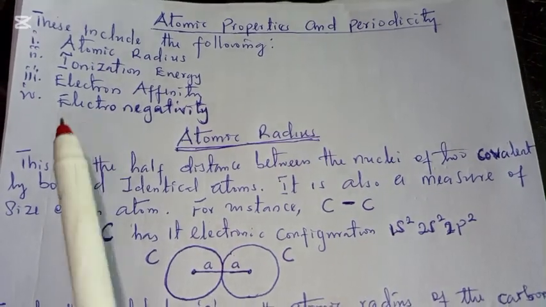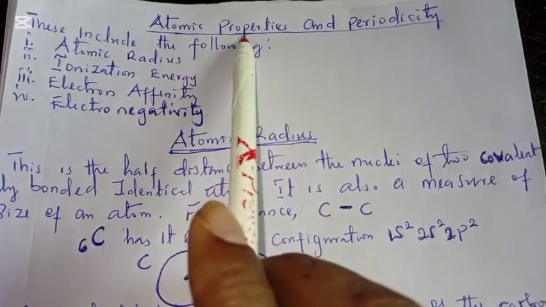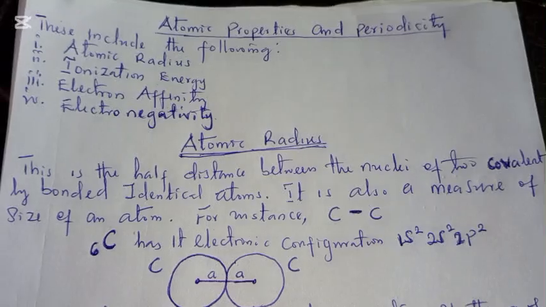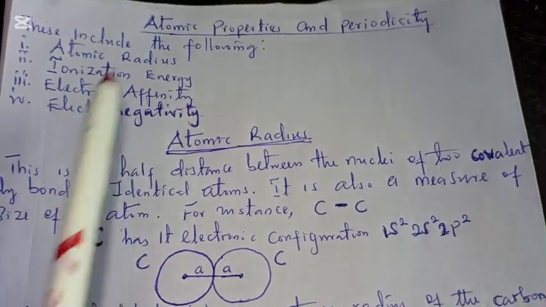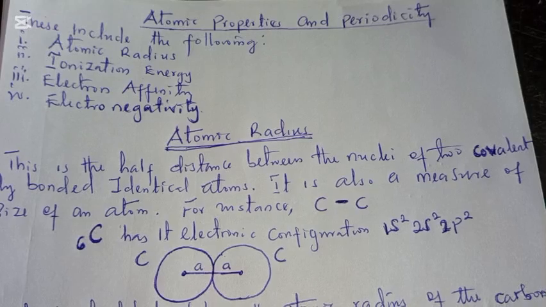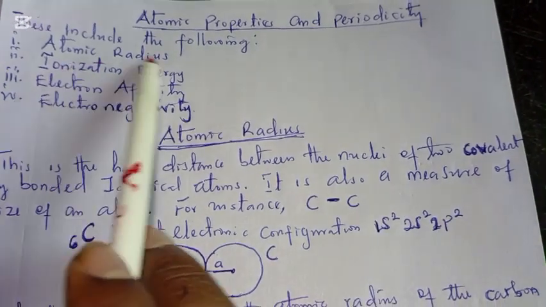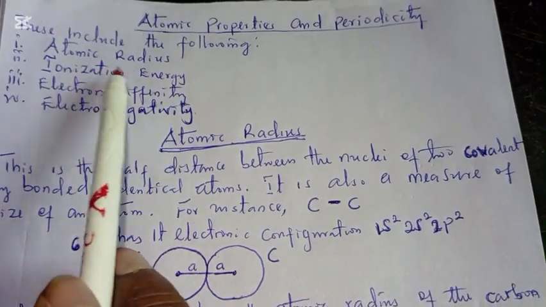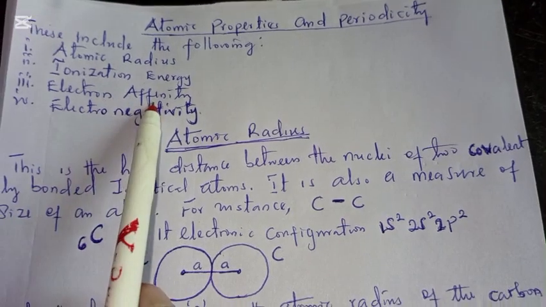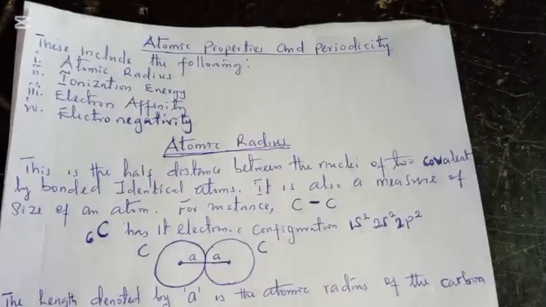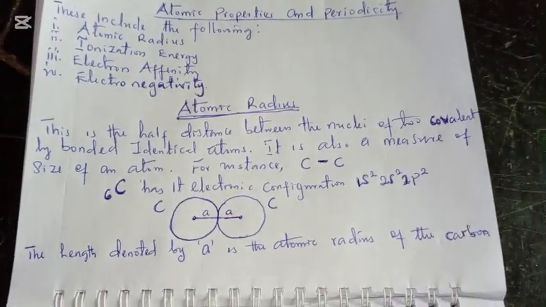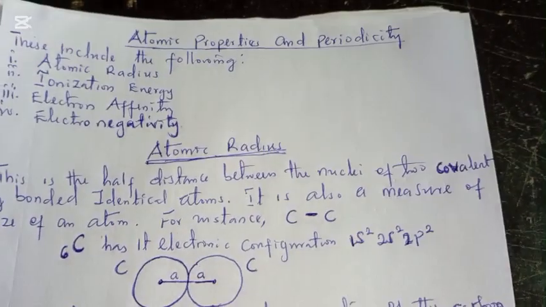So today we'll be talking about atomic properties and periodicity. Yes, and these properties or periodicity of atoms include atomic radius, ionization energy, electron affinity, and electronegativity. So let us start with the first one, which is the atomic radius.